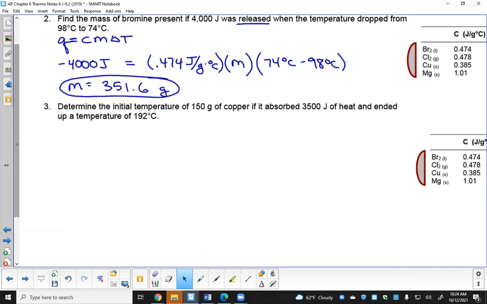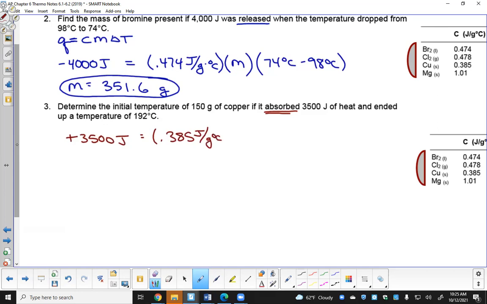Let's take a look at this one. We've got a temperature that we're solving for here. We've got some copper, and we're going to heat it up. This time, we want to figure out what temperature it began at. So I have a positive 3,500 joules. I know it's copper, 0.385 joules per gram degree Celsius. 150 grams of the copper, no problem. Temperature final, 192. It absorbs heat, gets up to 192. I want to know what the TI is, the temperature initial.